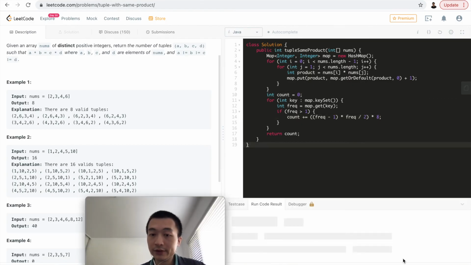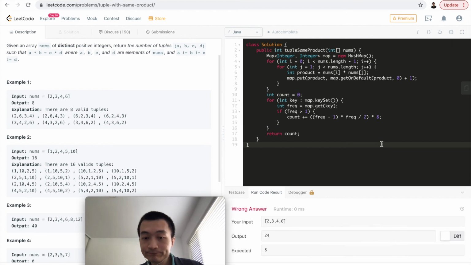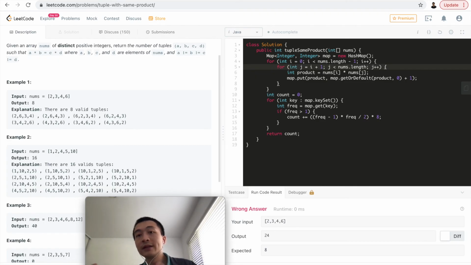Let me hit run code to see if it's going to work. Run answer. Output is 24, expected is 8, for 2, 3, 4, 6. Something is messed up here. So let's see. We initialize a hash map, and then we use this first for loop. Instead of 1, it should be i plus 1. Because i keeps incrementing, right? i could go 0, 1, 2, 3. But if j always starts from 1 instead of i plus 1, which is the one on the right of i, that's going to make duplications, right? So I believe this should do the job.